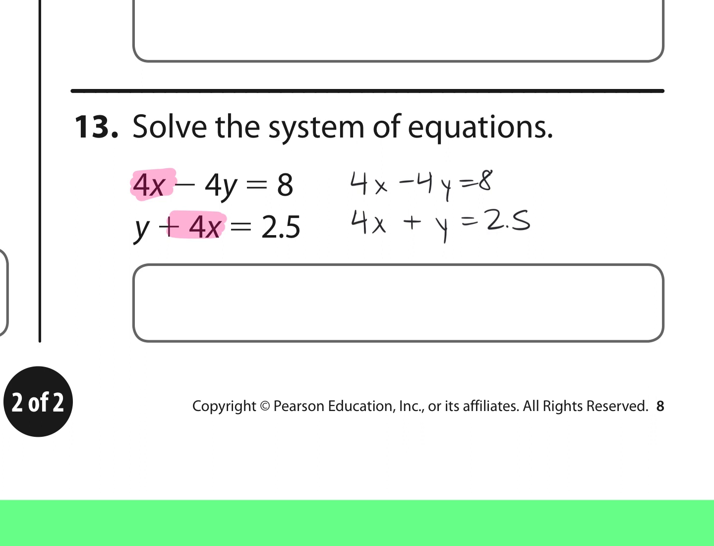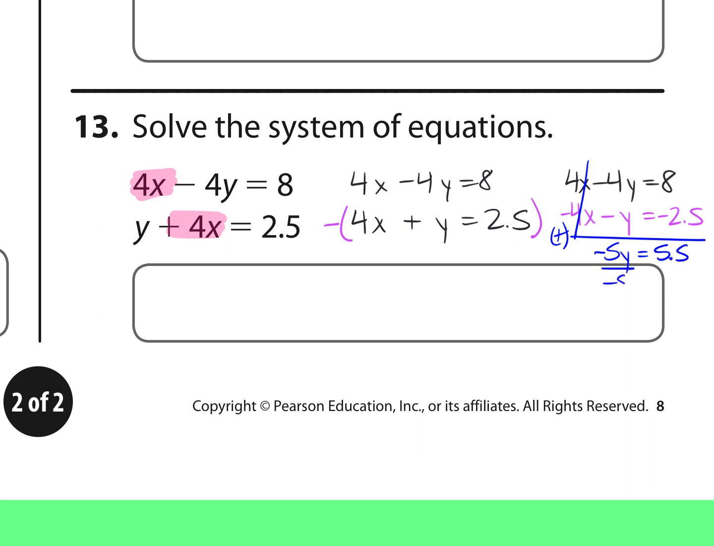And we have the same x terms, so I could just simply multiply that bottom equation by a negative 1 to get 4x minus 4y equal 8. And then the bottom equation is negative 4x minus y equal negative 2.5. And I could add these two equations together. The x terms eliminate, and I get negative 5y equal 5.5. And then divide both sides by negative 5 to get that y is equal to negative 1.1.